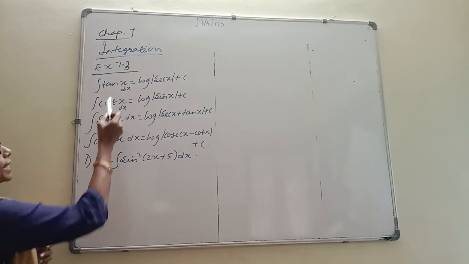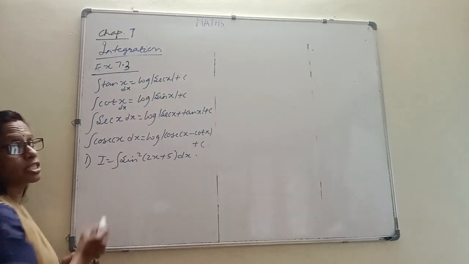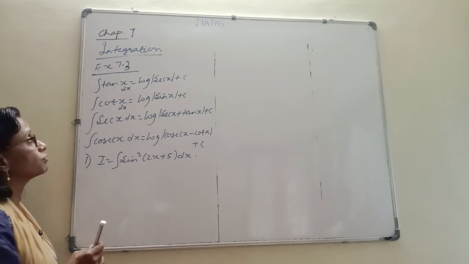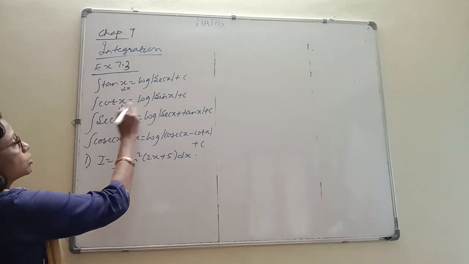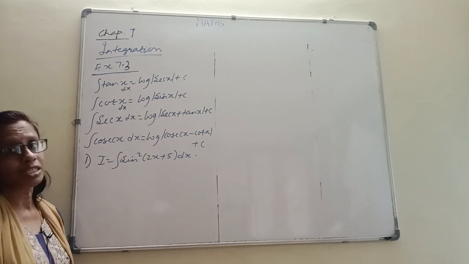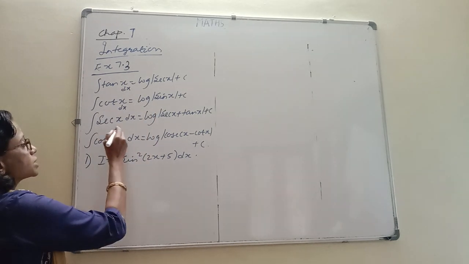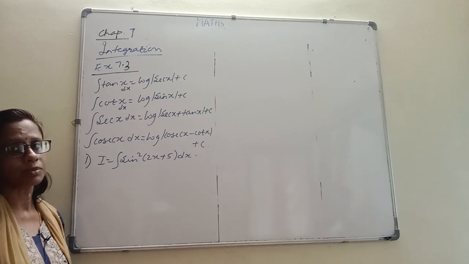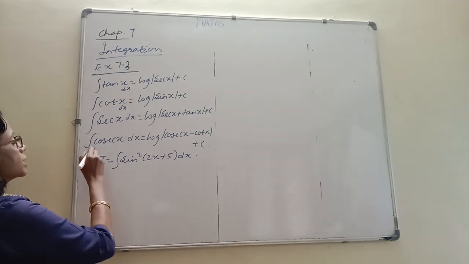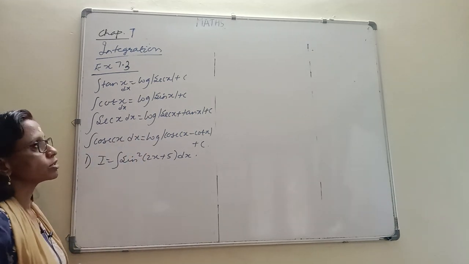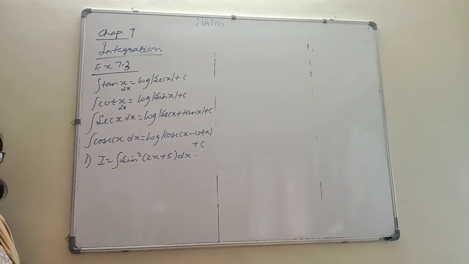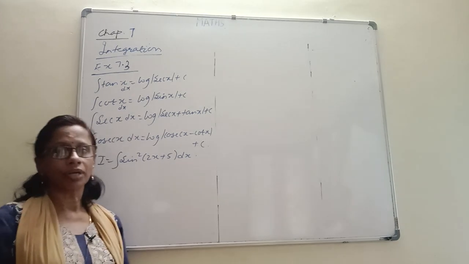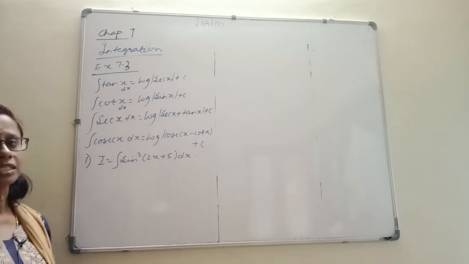Integral of tan x dx is log modulus sec x plus c. That's the integral of tan x dx. Then integral of cot x is going to be log modulus sin x plus c. Integral of sec x is going to be log modulus sec x plus tan x plus c. Integral of cosec x is log modulus cosec x minus cot x plus c. That's it. So we add these to whatever we already have. And now let's continue with exercise 7.3.